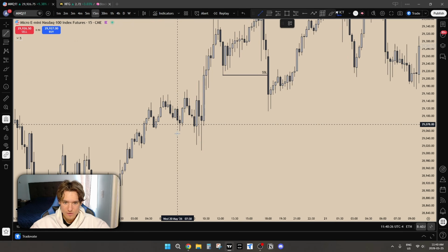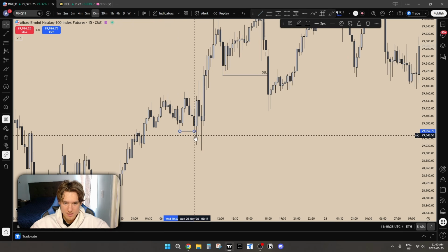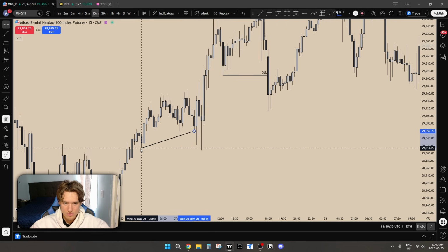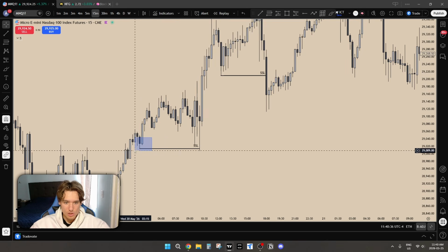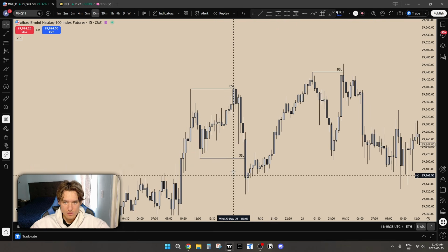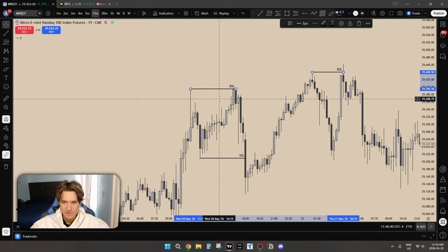Over here, obvious low in the market. What does this become? Sell side liquidity. Or we can also use this one as well. This becomes sell side liquidity. So every single obvious low in the market, obvious low, obvious high, obvious high.